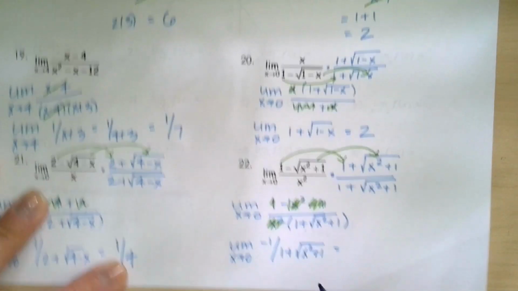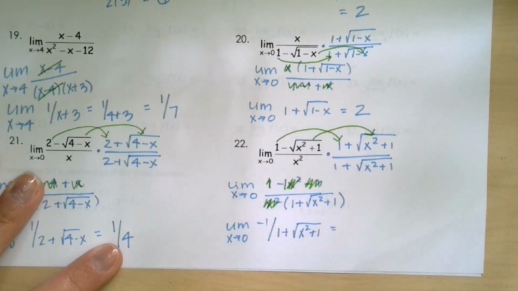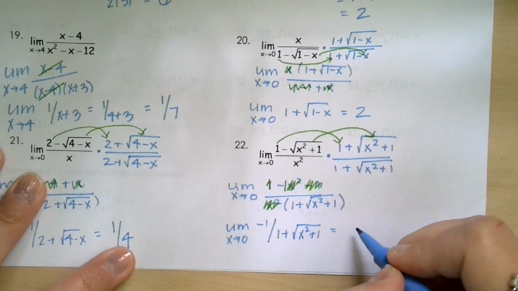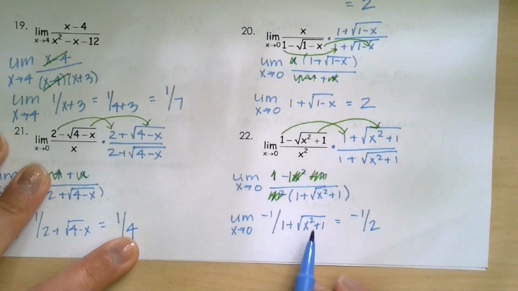And again, when you plug in 0, you just get the square root of 1. So we have 1 plus 1. So our limit is going to equal negative 1 over 2. Okay? Because when you plug in that 0, you just get the square root of 1. So the square root of 1 plus 1 equals 2.